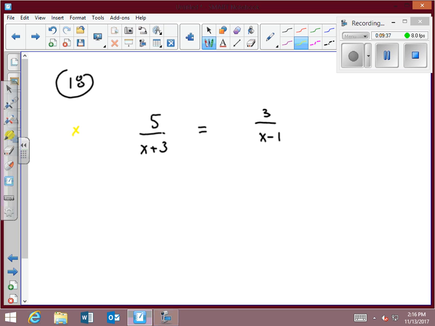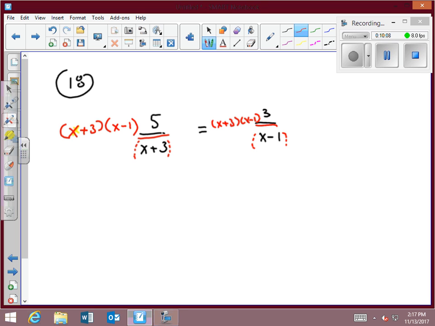Is it x plus 3 times x minus 1? Is that right? So we multiply both sides by x plus 3, x minus 1. Now remember that that line brackets this, and this line brackets this.